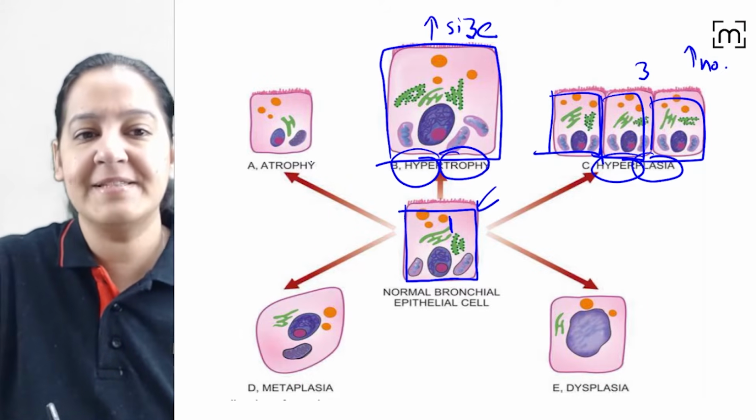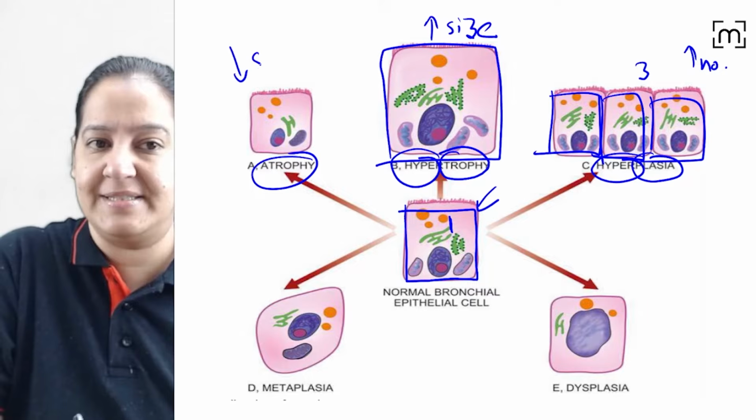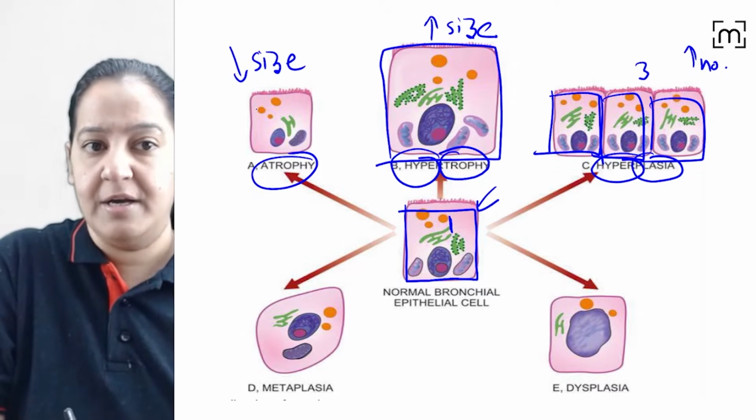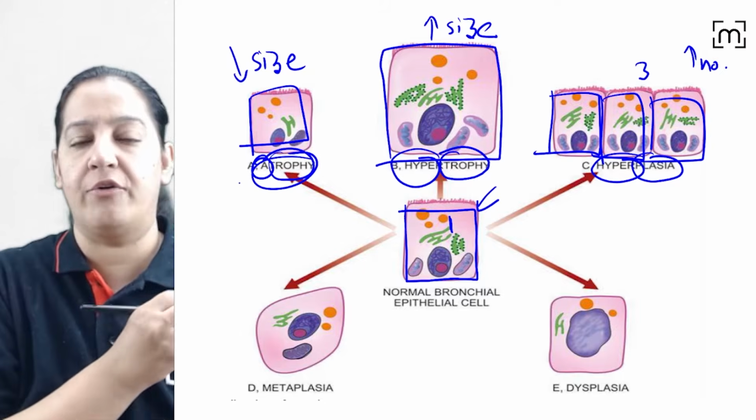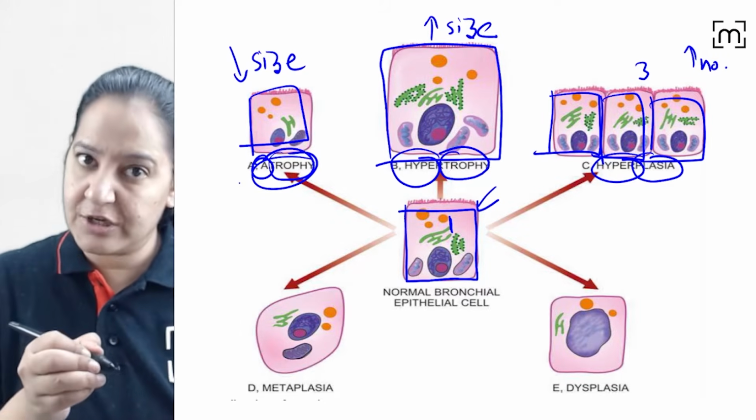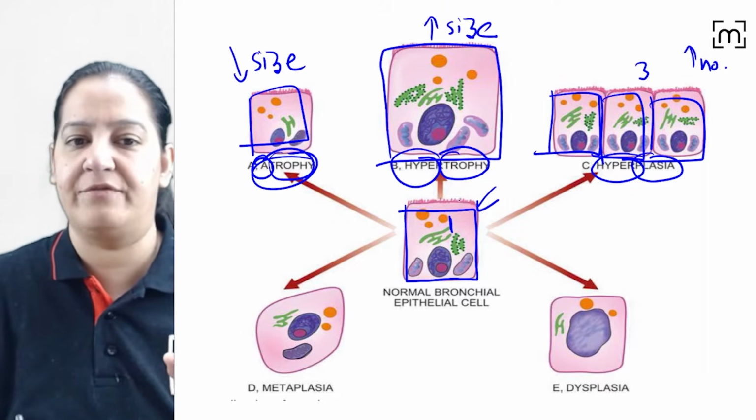Number 3rd, the cell can decrease in size. Decrease in size to adapt. The decrease in size is known as atrophy. Atrophy. You got my point? So A means decrease and trophy means size, as I have told you, right?